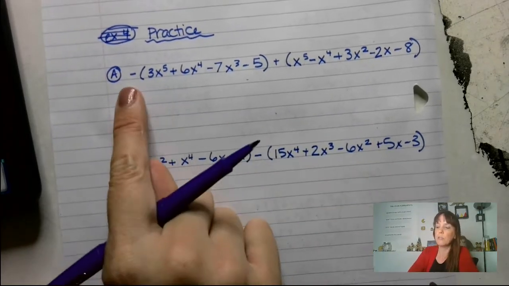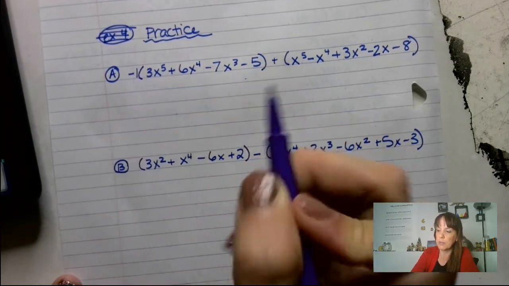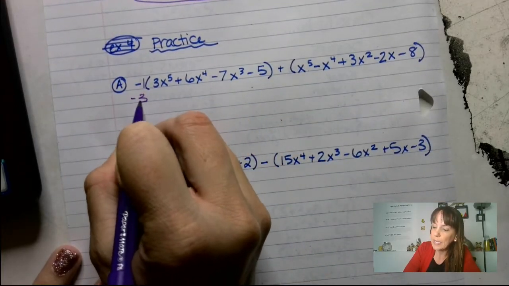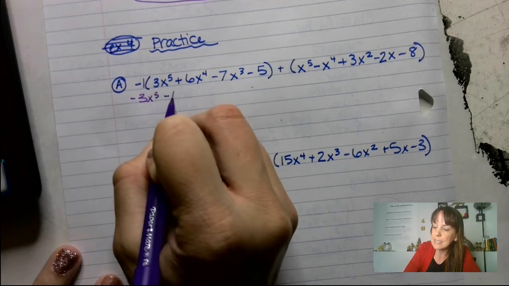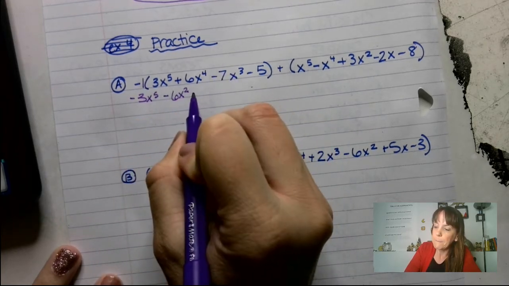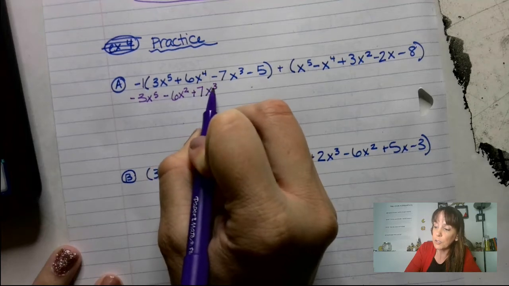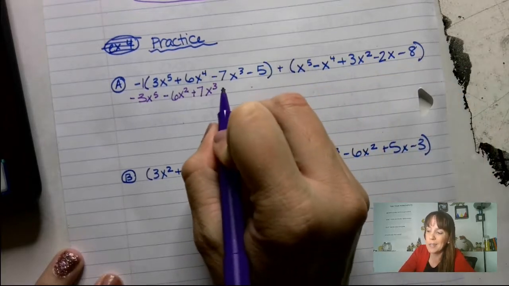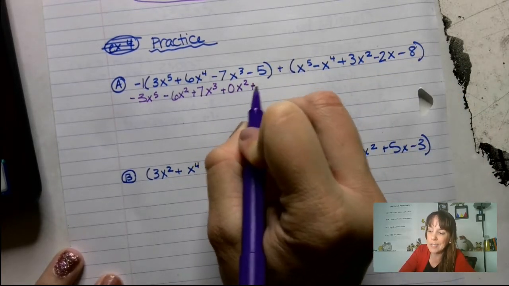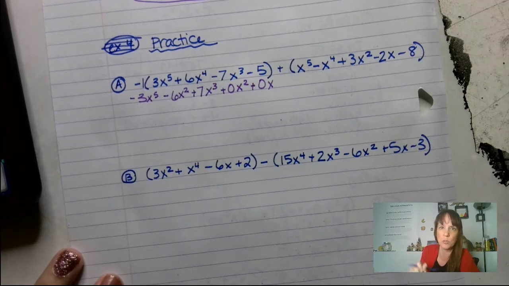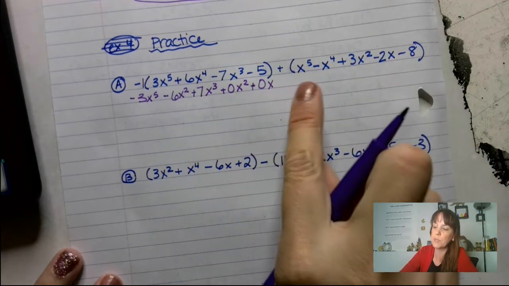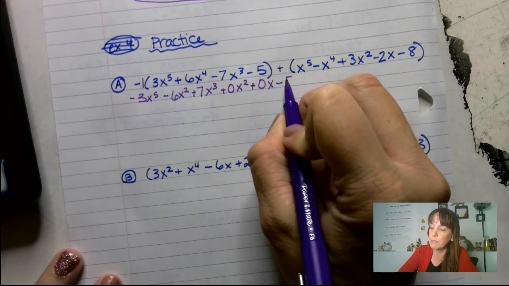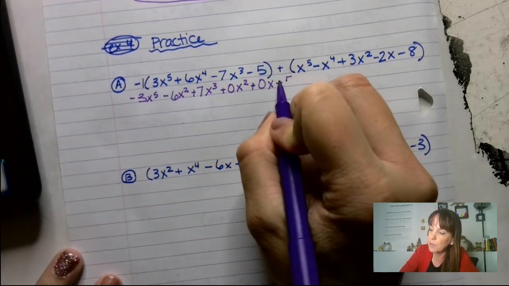All right, so for this one right here, I have a negative 1 I have to distribute. So I'm going to do that. Negative 1, so I get negative 3x to the fifth minus 6x to the fourth plus 7x to the third. Now notice I don't have an x squared or an x. So what I'm going to do is just plus 0x squared plus 0x, because that gives me a little placeholder so that I can match some things up here. And minus, oh wait, no, plus 5, because this times this gives me plus 5.